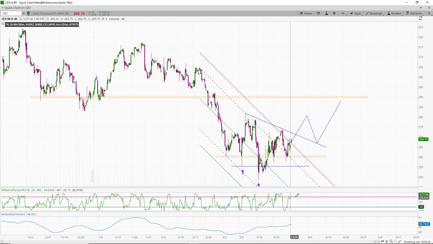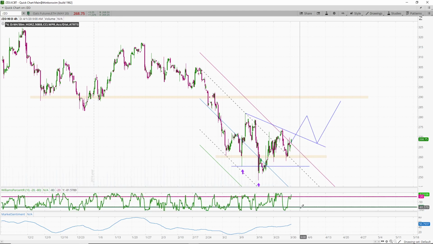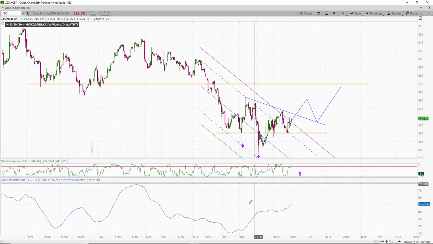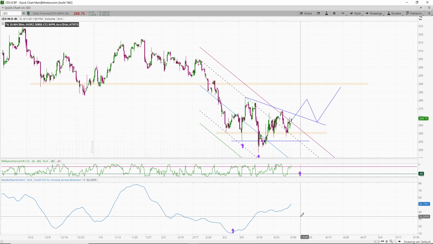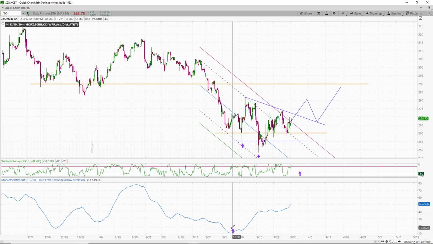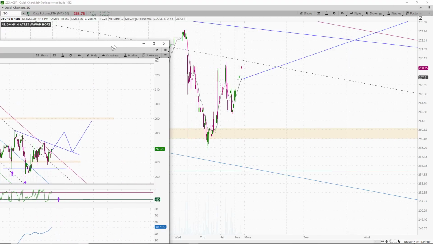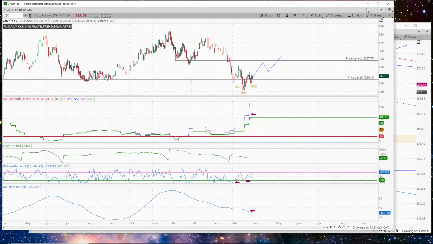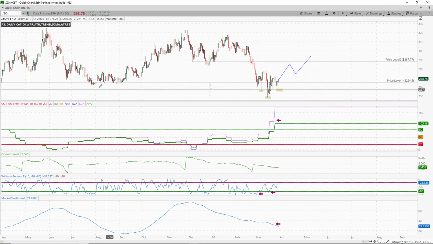I would not probably want to be a buyer right about here. I would wait till maybe this came down a little bit on the WPR. But 4 hour sentiment really low down here, market sentiment, and that's usually a pretty good cue for us. I like this chart. I really do.